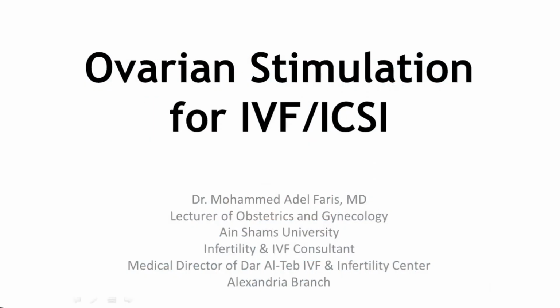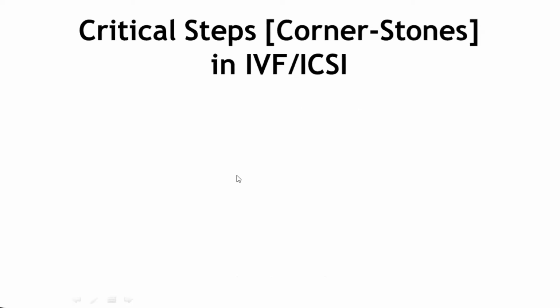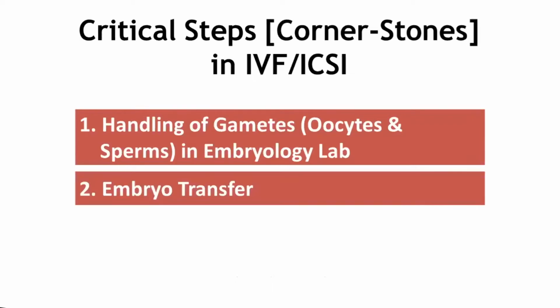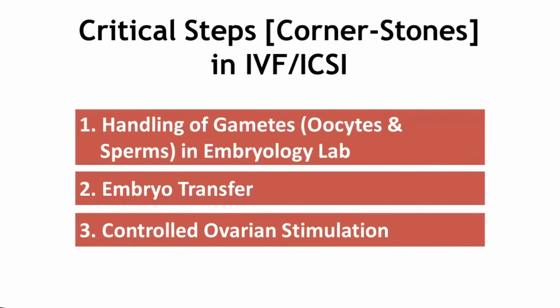We are going to talk now about ovarian stimulation for IVF and ICSI. If we are talking about the critical steps or the cornerstones in IVF and ICSI, they are, in order: number one, handling of the gametes, which are the oocytes and sperms in the embryology lab; number two is the embryo transfer procedure; and number three is the controlled ovarian stimulation. These are the three cornerstone steps in IVF and ICSI.